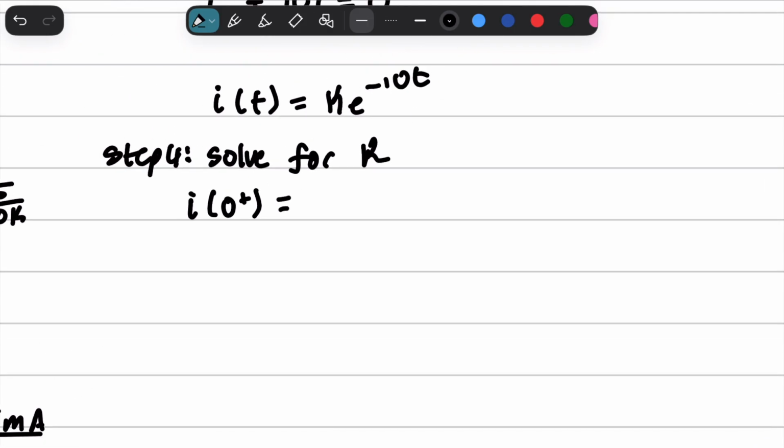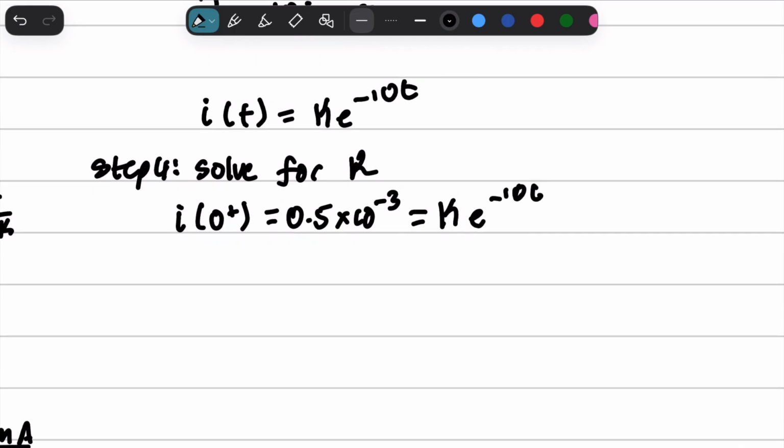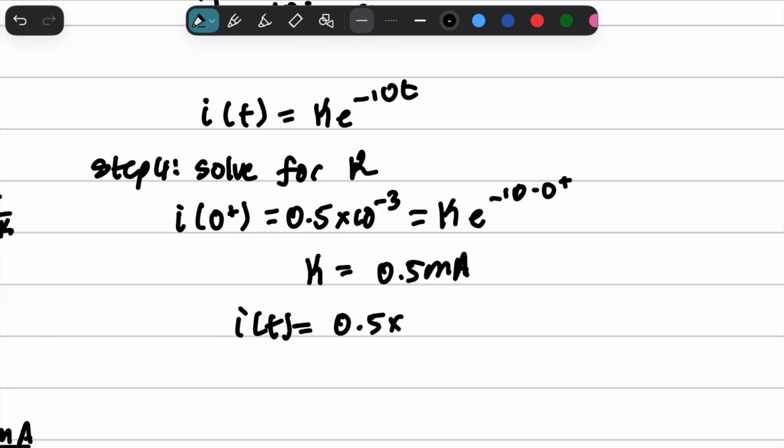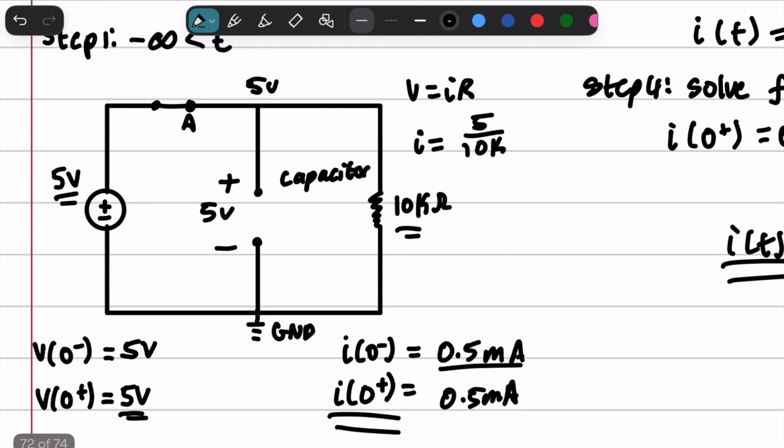And so we're going to go ahead and say 0.5 times 10 to the -3 is equal to k e to the -10 times 0 plus, and we're going to get k is equal to 0.5 milliamps. Okay? And so we have I of t is equal to 0.5 times 10 to the -3 e to the -10t. Now that's fine and dandy. We found the current, but that's not what we wanted, right? So we're going to have to find a dependency. And what is the best dependency that we know?